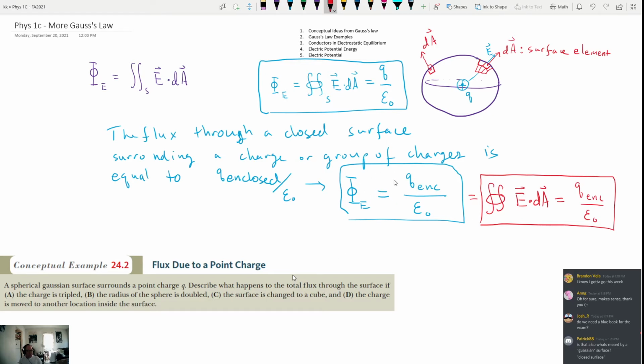Gauss's law says something about flux. It says the net flux through a closed surface is Q enclosed over epsilon naught. But it also relates that to the integral of E dot dA. So we use Gauss's law to solve for electric fields, okay?